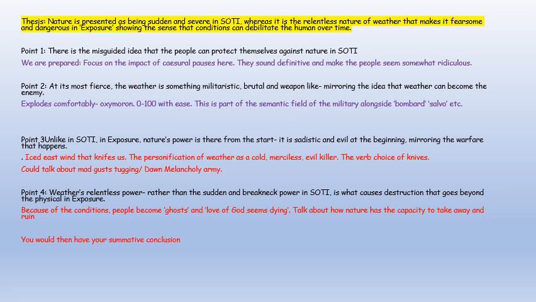"Icy wind that knives us." Personification of the weather as cold, merciless, evil, a killer. Think about that verb choice of "knives". It sounds absolutely demonic and crazed and frantic. "Mad gusts tugging." If in doubt, look at the verbs. "Dawn massing in the east her melancholy army." Dawn should be a time of new start, but it's all grey.